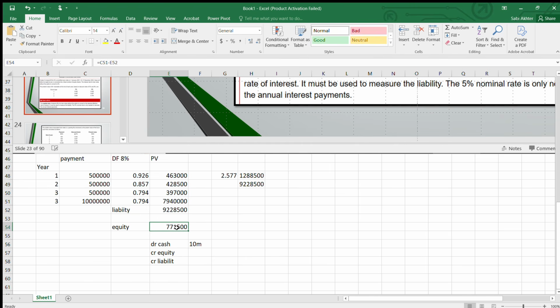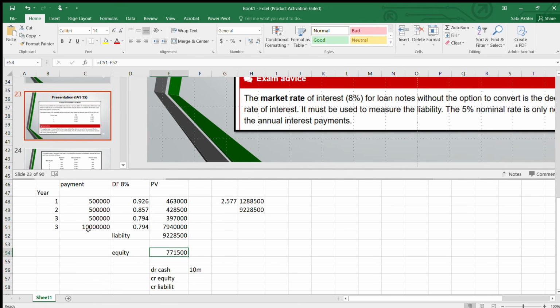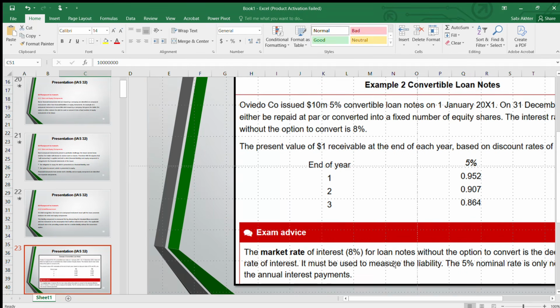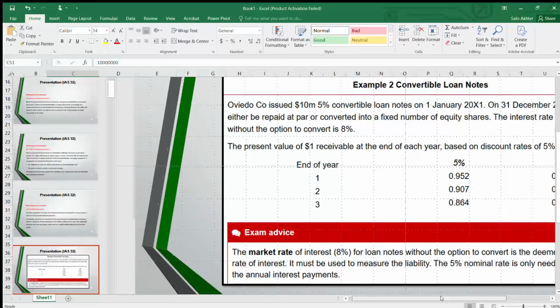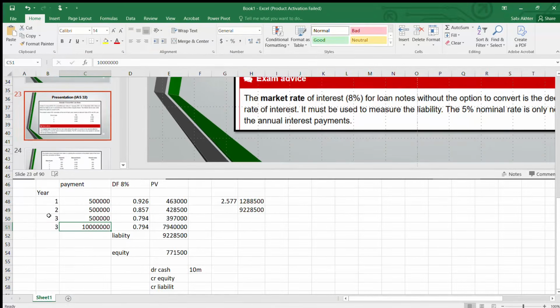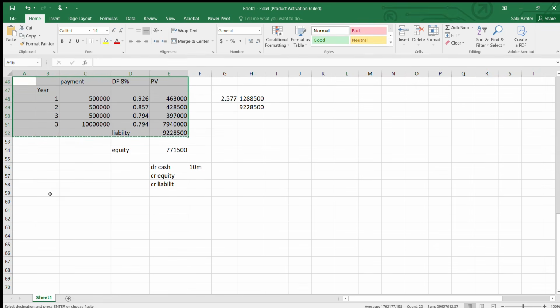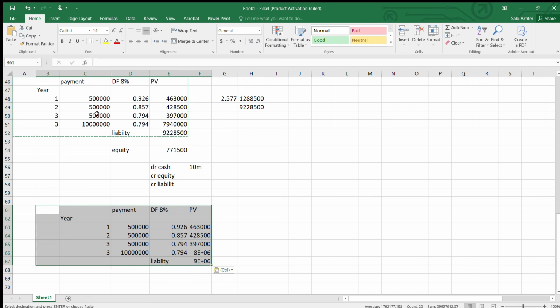Now, check. There is another table that you have to do. That is, you have to check at 31st December, at the end of the 3 years, you have to be able to recover this 10 million. This is for 3 years. You see, on 1st of January 2001 to 31st December 2003. So what will I do? I will just copy paste this here.